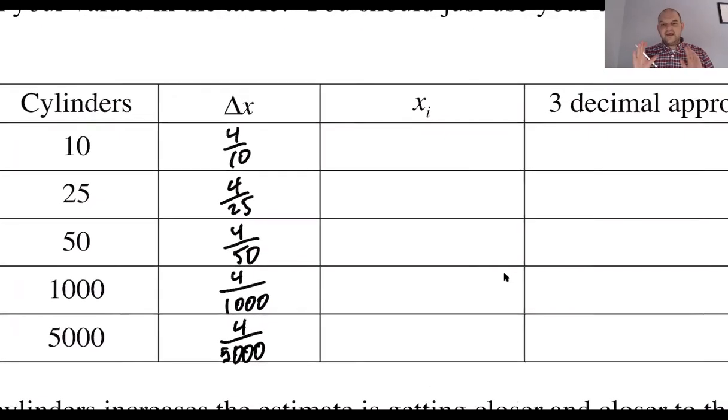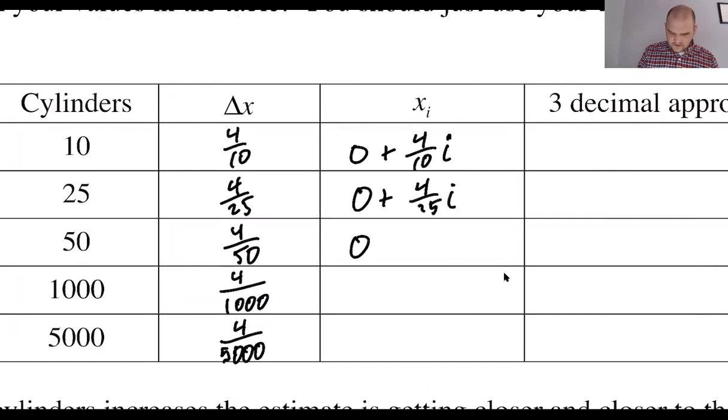Okay, and then x sub i is also very, very similar, right? They're all going to be where you start, which is 0, plus i times delta x, so 4 over 10 times i. Then it's going to be 0 plus 4 over 25 i, 0 plus 4 over 50 i.